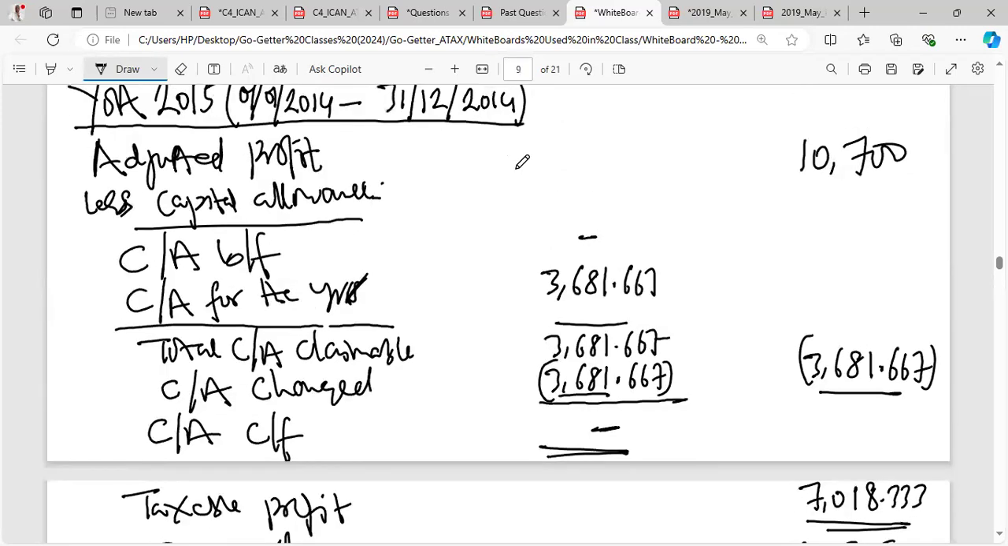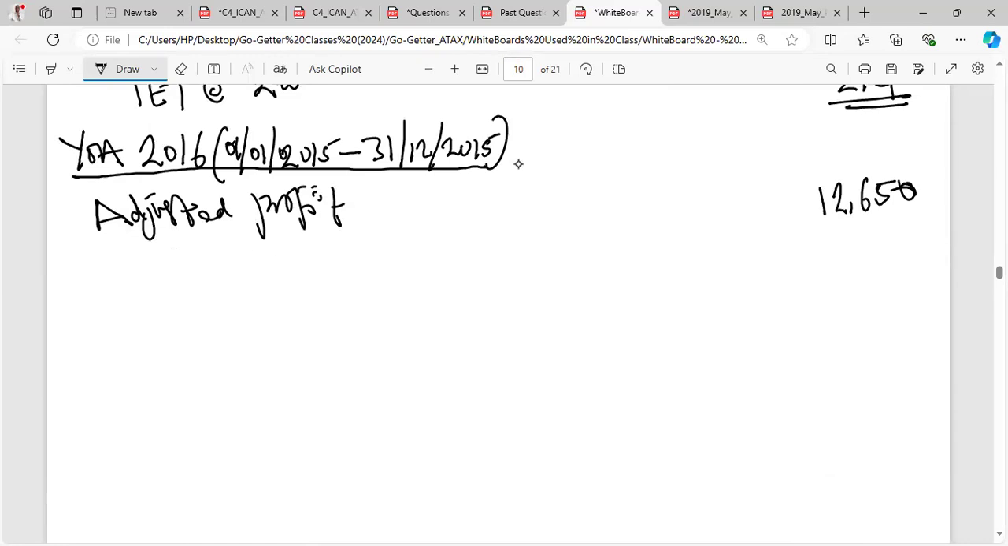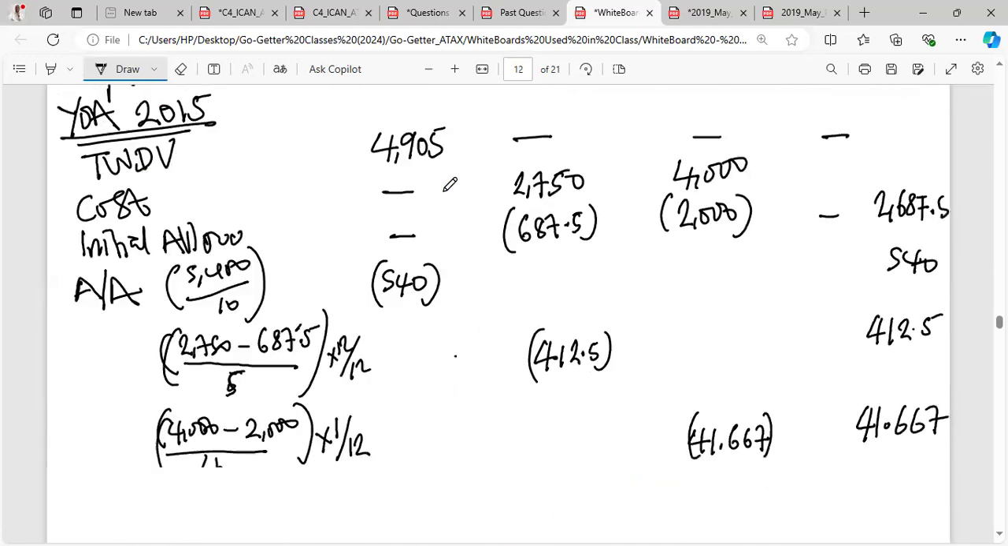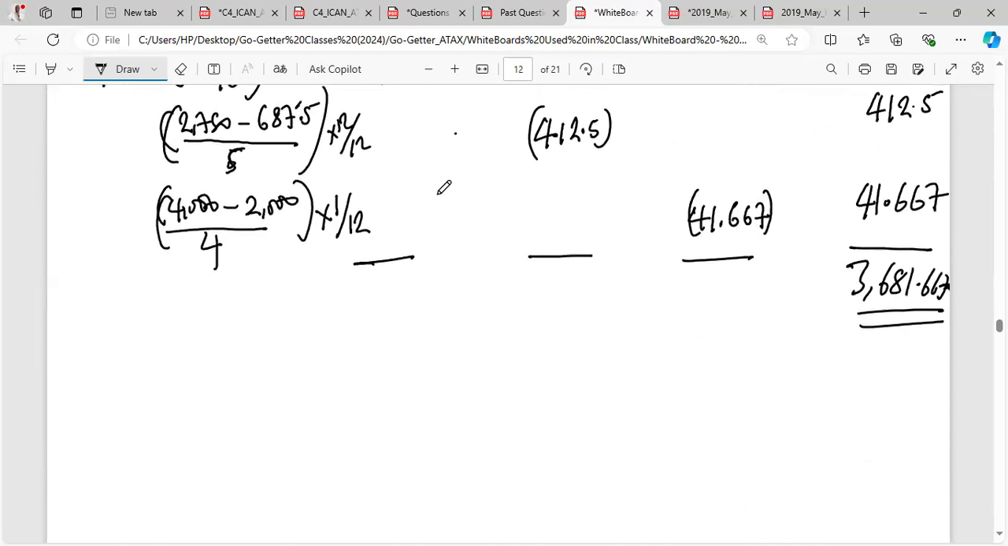I won't be doing this capital allowance very long like this. I will not bring capital allowance brought forward. I will just say capital allowance for the year. Capital allowance for the year will now go down. So we are in 2016 now. So this is year of assessment 2016.